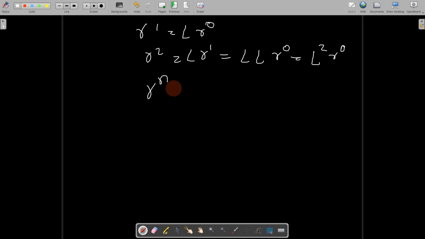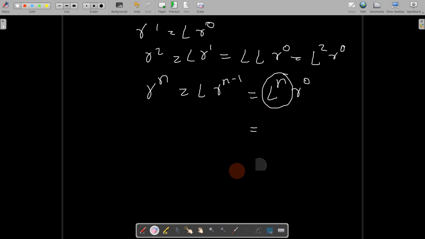Similarly, after n time intervals, the new rank Rn would be equal to L times R power n minus 1. That is the same as L power n times R0, right? And the power of a matrix can be calculated using eigenvalues. You can break this linking matrix L as S inverse lambda power n S times R0, and that is equal to Rn.